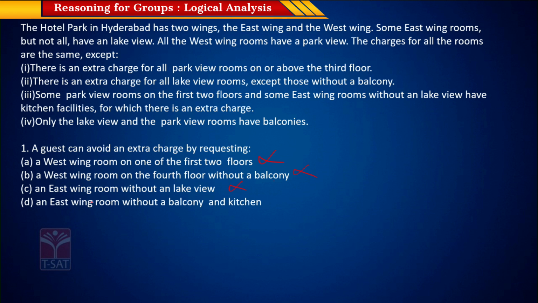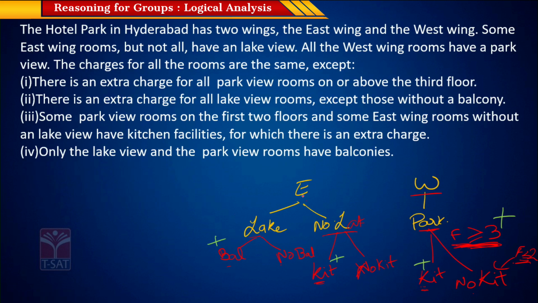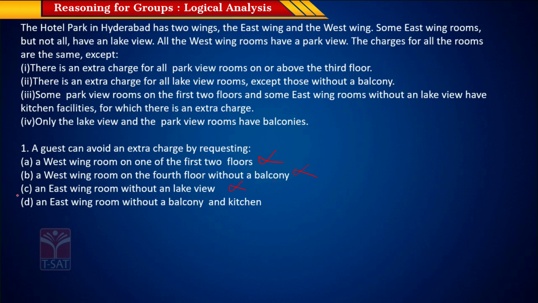And if you request an east wing room without a balcony and a kitchen, if you have an east wing room and it has no balcony, even if it has a lake view, it has no charges. And if it has no lake view, automatically we know that only if there is a view, there is a balcony, right? If you are requesting no balcony, it does not have any lake view. And here, if it has a kitchen, you will have an extra charge. But if you request no kitchen on top of this, you will definitely have no charge. So the answer option is D. So both these pieces of information were crucial for avoiding extra charges.